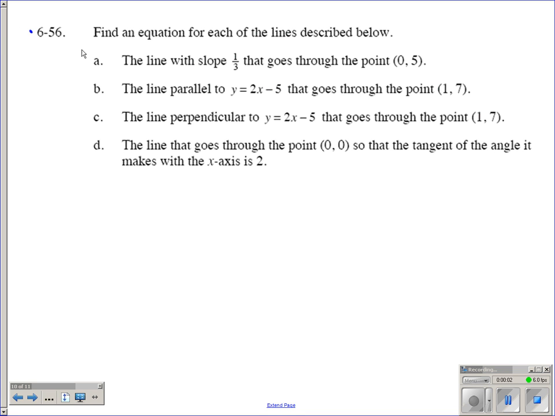Problem 6-56. Find an equation for each of the lines described below. Letter A. The line with slope 1/3 that goes through the point 0,5. That's a pretty easy one here.